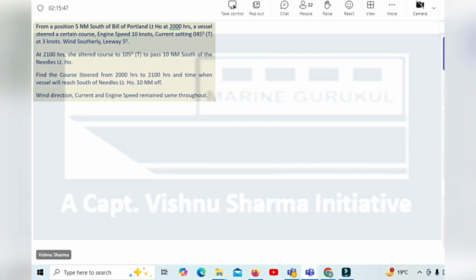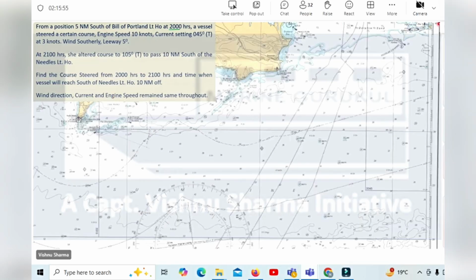It is one of the MMD questions. You can see which month here, I don't know. There are more questions like this which have come, typically exactly like this with slight variation. Guys, you see, this is Bill of Portland here, and you have the Needles Point here, out here. You have the fix given to us. Let me just take this up here.